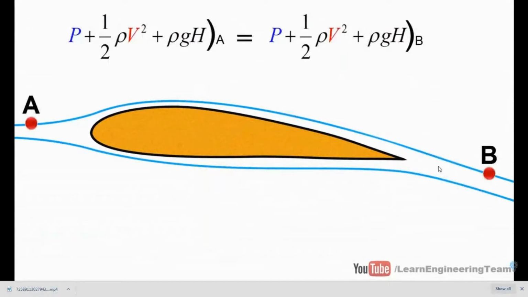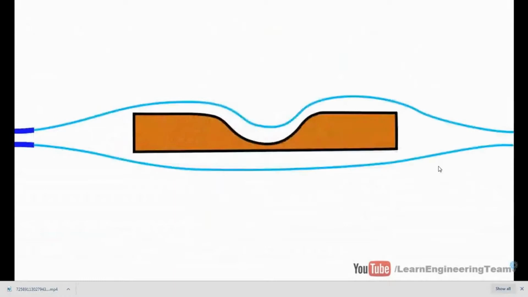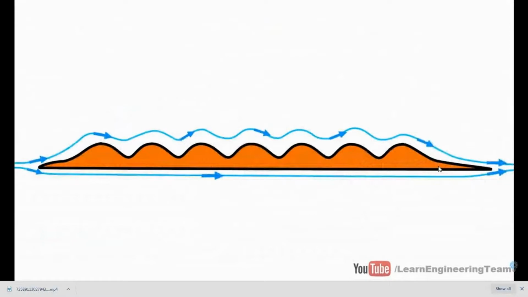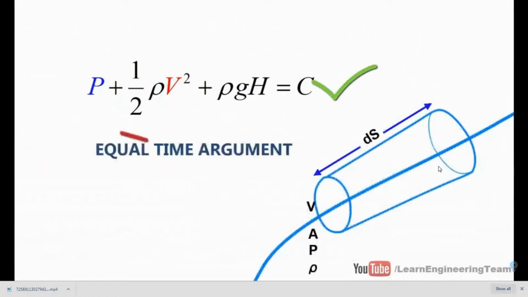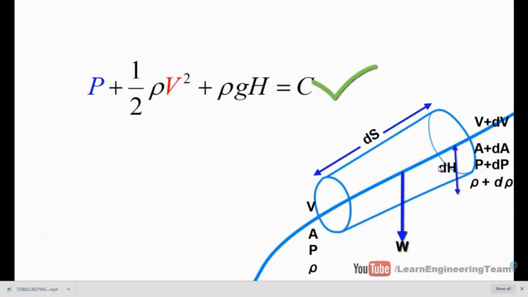Even after pointing out these mistakes, if you still support this widespread myth, just take a look at this shape. According to the equal time argument, this surface should also produce a lift force. And this surface, the same argument indicates that this should produce an incredible amount of lift. Bernoulli's equation is completely right. It is just Newton's second law of motion applied along a fluid streamline. Some people applied it incorrectly and caused confusion. Now, we will investigate the science behind lift generation by applying the laws of physics correctly.